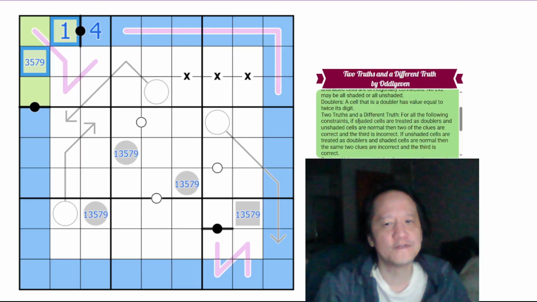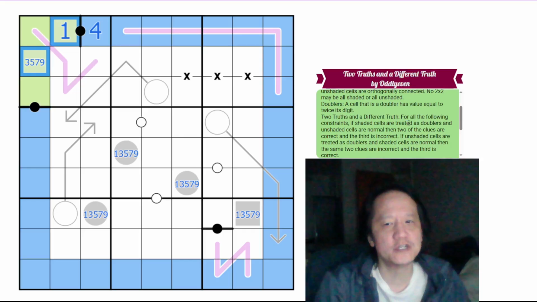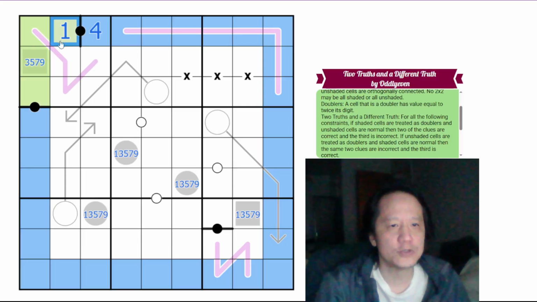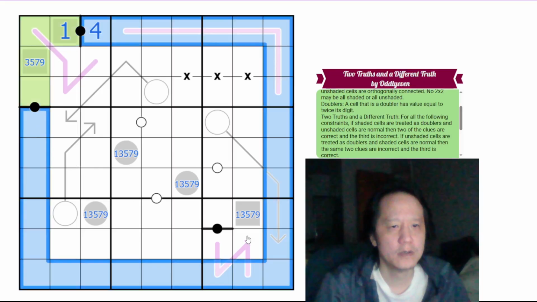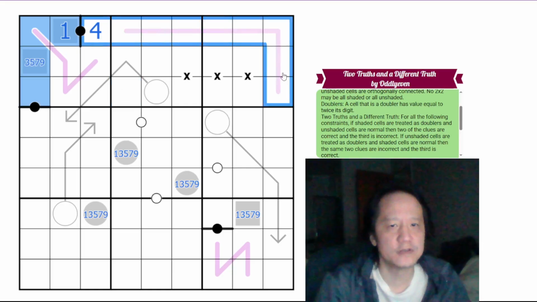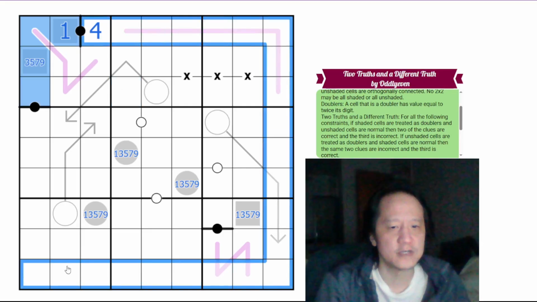And that's if shaded cells are treated as doublers, then the unshaded cells are normal, then 2 of the clues are correct. So these are only correct if these are both doubled. So therefore it must be shaded. Okay. So then these are shaded, which means all the rest of this is unshaded.